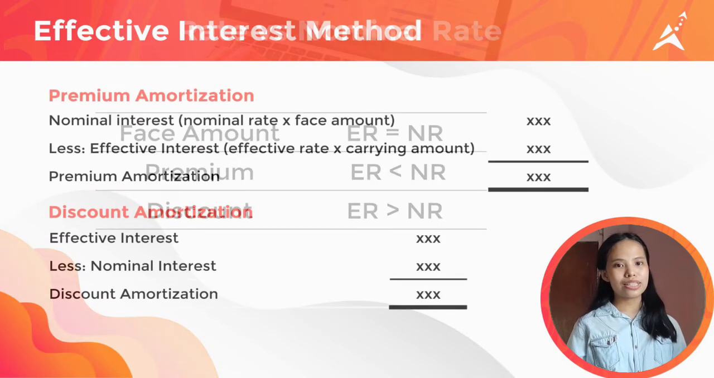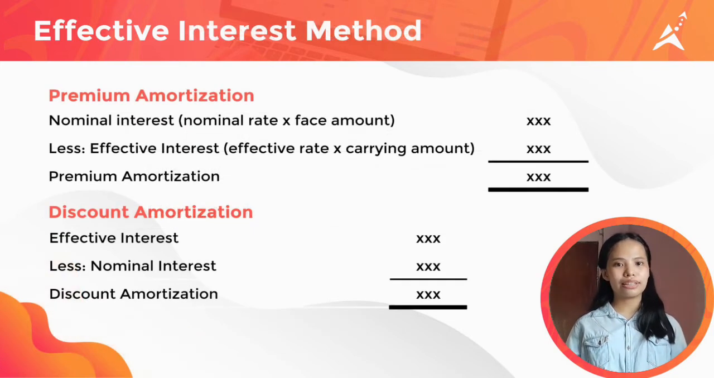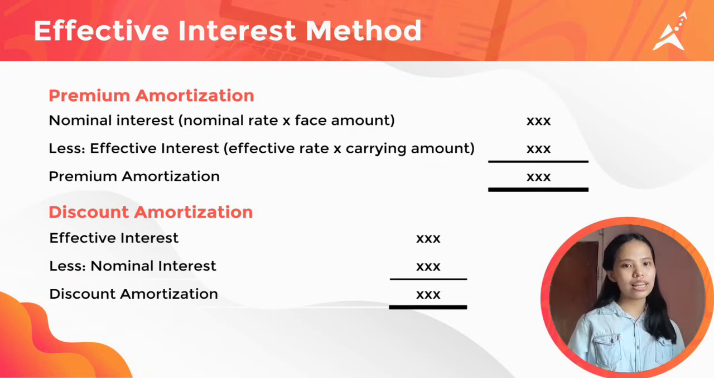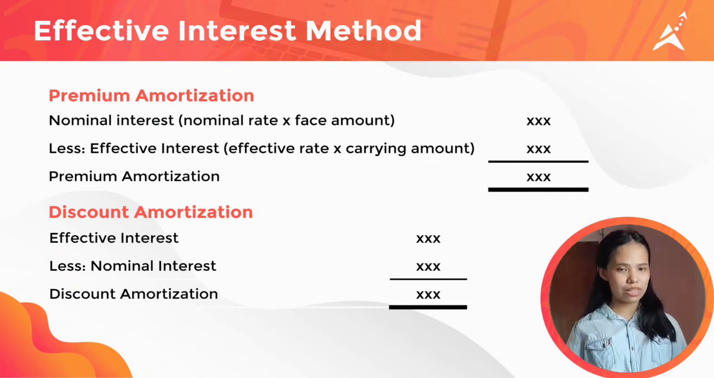These are the formulas that we are going to use in the effective interest method, so please familiarize yourself with this. Before amortizing premium and discounts, we need to find first the nominal interest and effective interest. Nominal interest is the same with interest paid, and effective interest is the same with interest expense. So to find the nominal interest, we just need to multiply the nominal rate and the face amount of the bond, while in effective interest, just multiply the effective rate and the carrying amount.